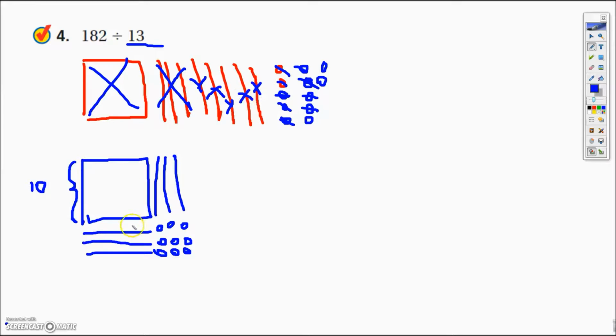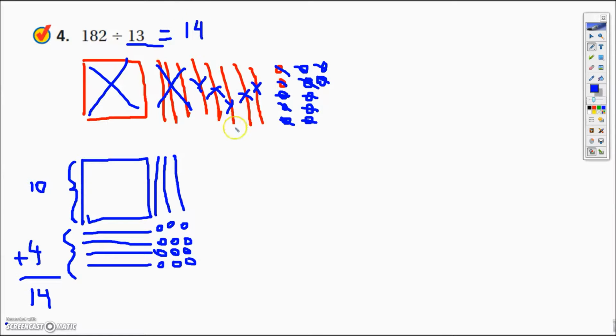And one last 10. And then 1, 2, 3. My last 3 ones, and I'm out of ones. So I'm out of ones, I'm out of tens. So now I have 1, 2, 3, 4 rows of 13. And now I get 14 for this answer too. That's just a coincidence. But 182 divided by 13 is 14.